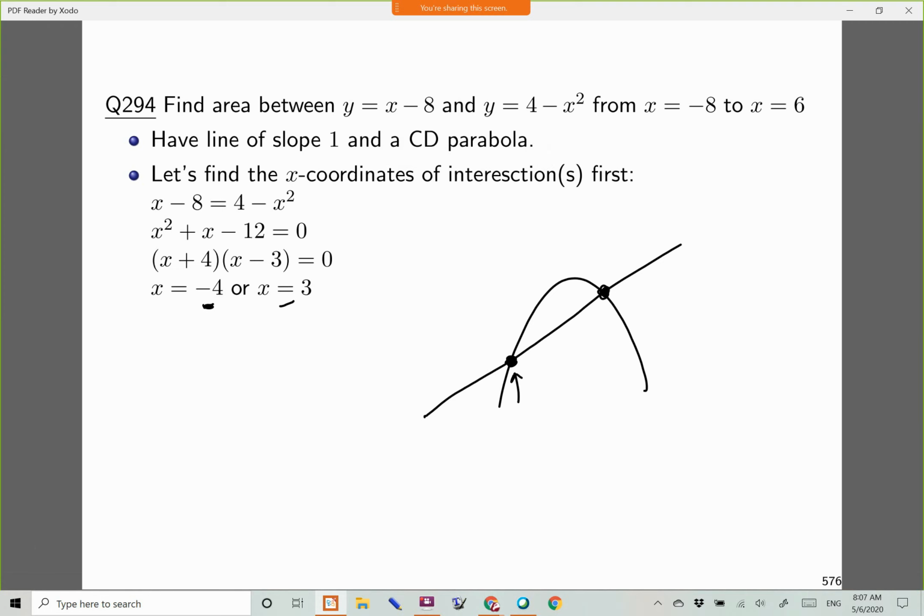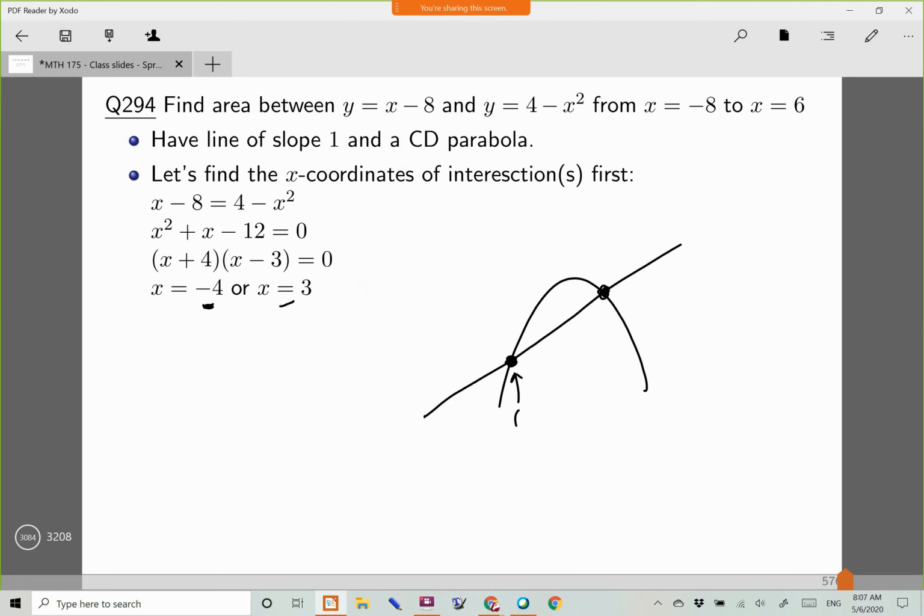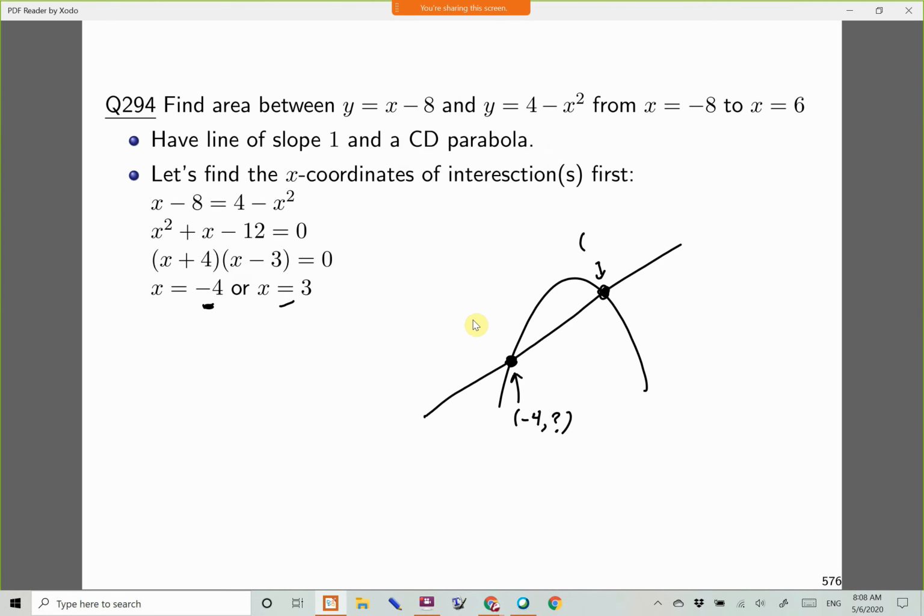What's the y coordinate? We could figure that out if we want, but we're not going to need it. This point over here has x coordinate 3, so 3 comma whatever the y coordinate is. And then we can now talk about this x equals 6, that vertical line. Well, it's got to be to the right of this 3, right?